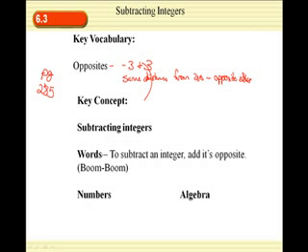All right, so key concept, you guys need to write this down. Subtracting integers. In words, to subtract an integer, you add its opposite. Okay, you add the opposite. So let me show you what that means.